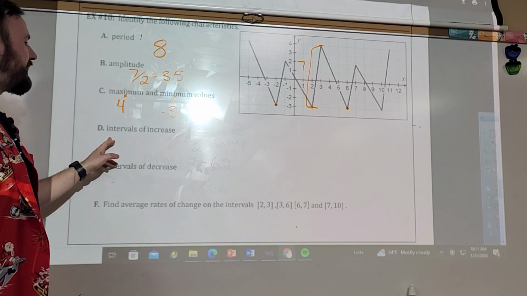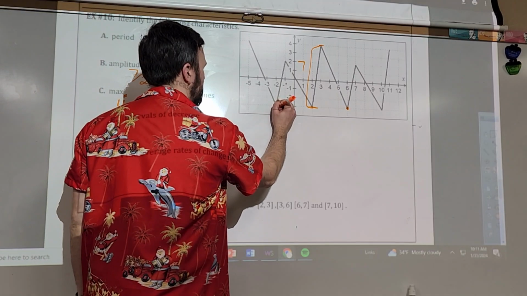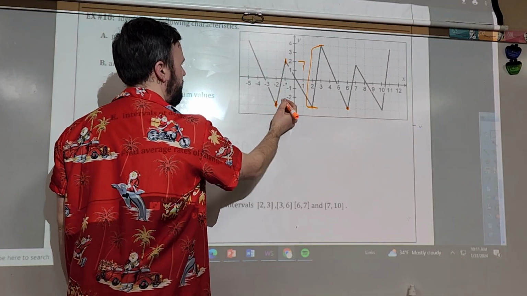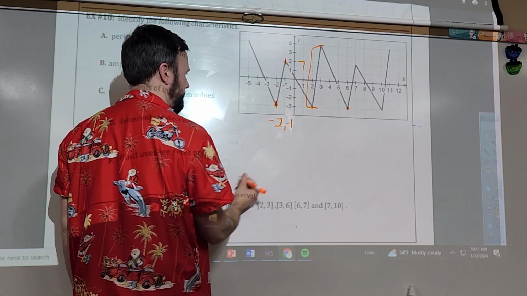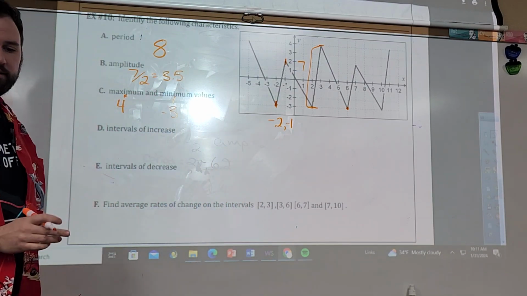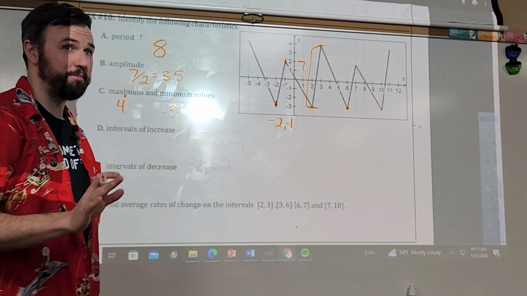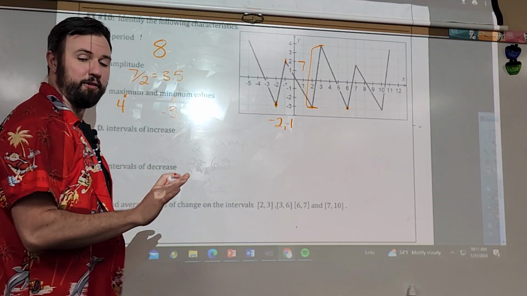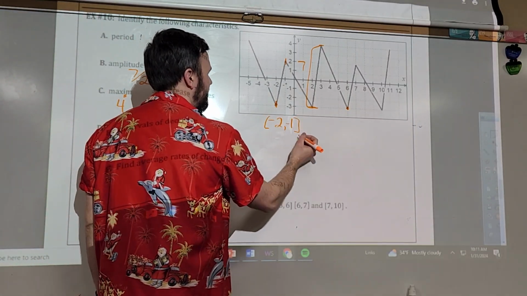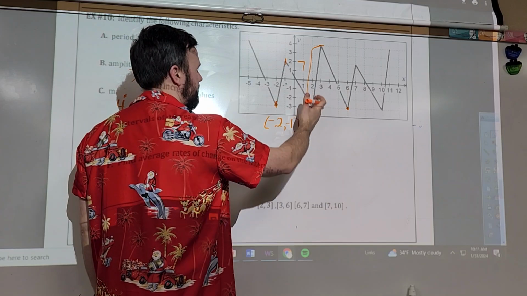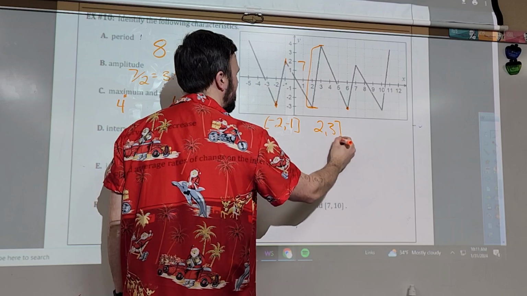What intervals am I increasing? So let's take one of them, right? Would you agree I'm increasing from -2 to -1, right? Now, wait a second, though. Hold on. I'm actually going to use brackets. But now, where else am I increasing? From 2 to 3.